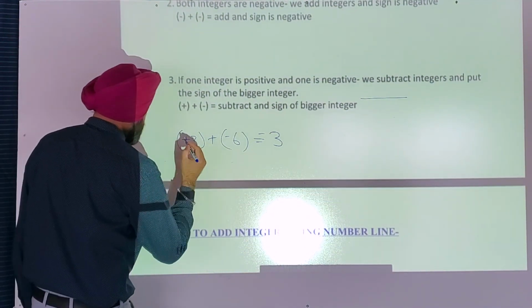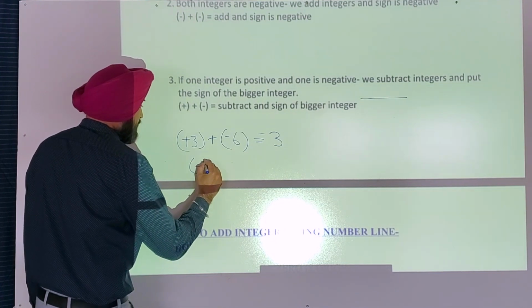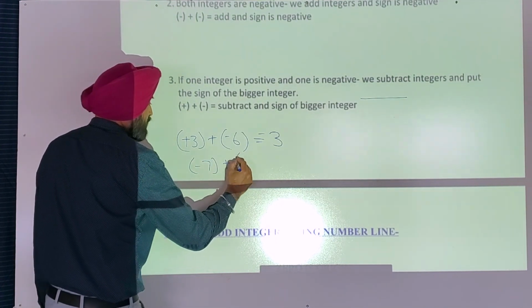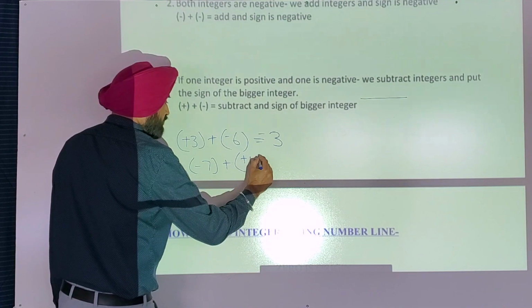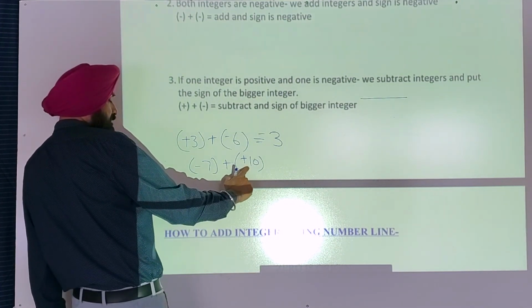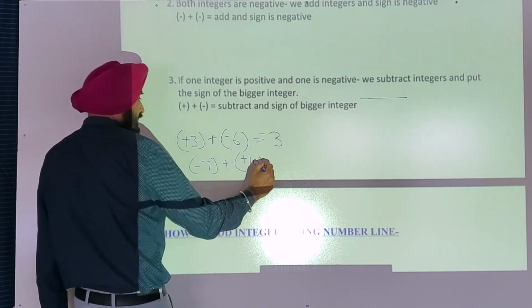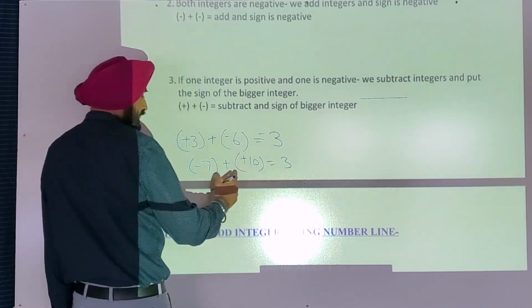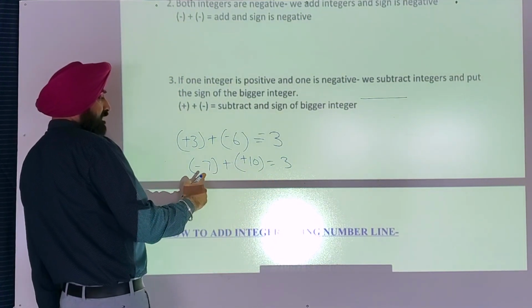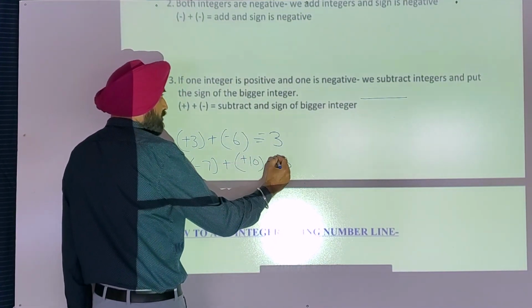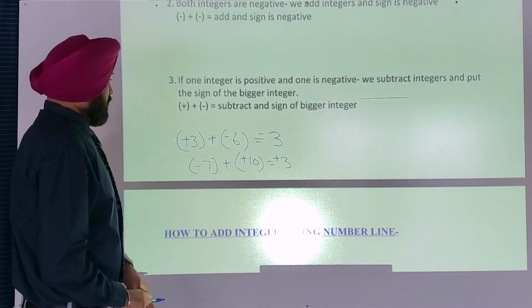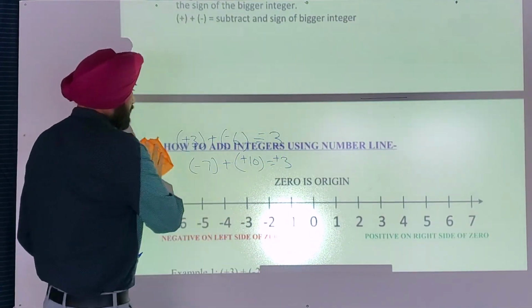Again, for example, if I say negative 7 plus positive 10. One negative, one positive, so we subtract. 10 take away 7 is 3. Now 10 is bigger than 7, and 10 has a positive sign, so that will be positive 3. So this rule is very important.